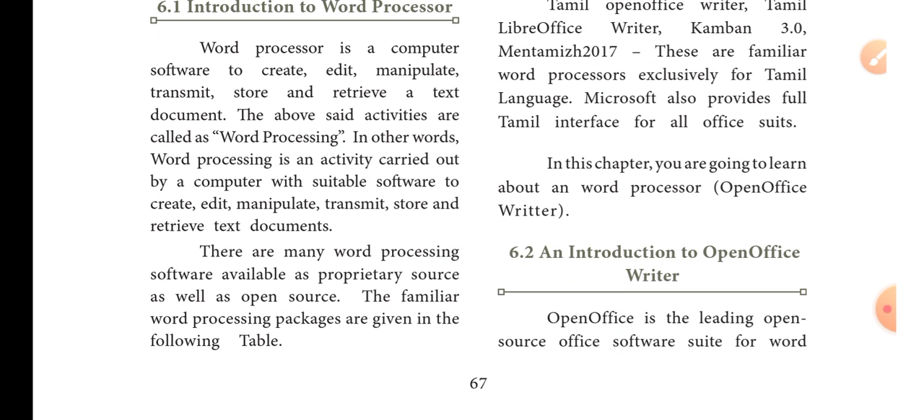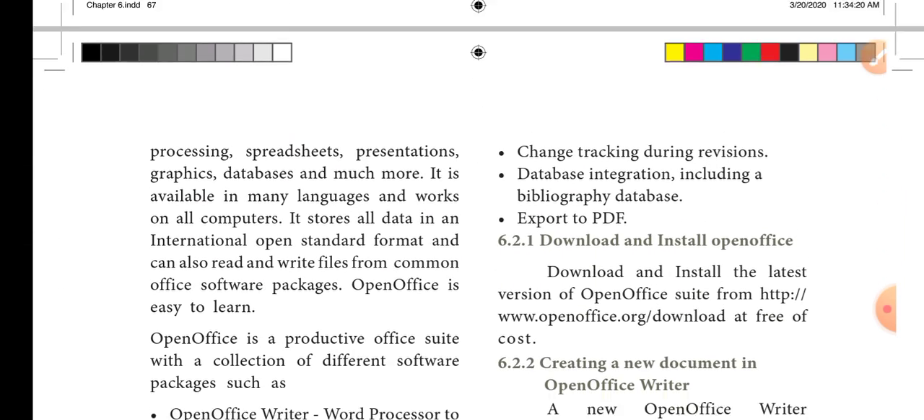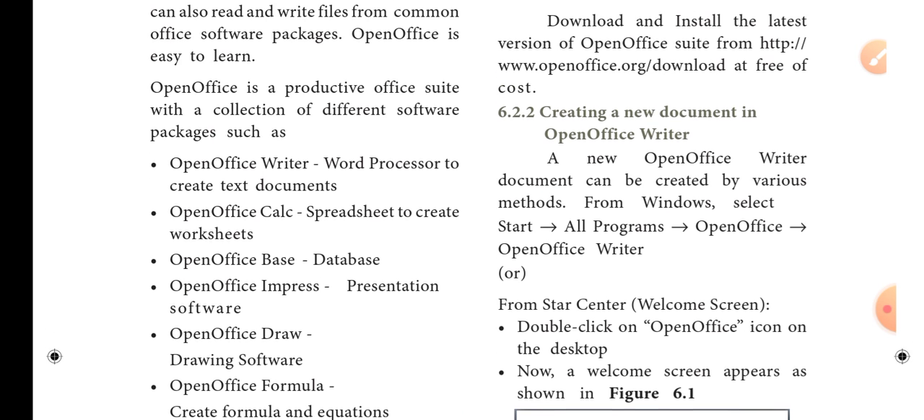Then we discussed the introduction to word processor. The name is OpenOffice Writer. OpenOffice is an open source software package developed by Apache Software. This software package contains 6 different applications named OpenOffice Writer, OpenOffice Calc, OpenOffice Base, OpenOffice Impress, OpenOffice Draw and OpenOffice Formula. These are the 6 different applications in the OpenOffice automation tool.